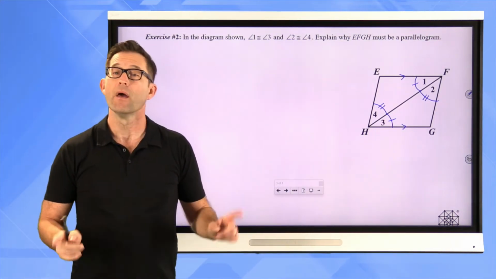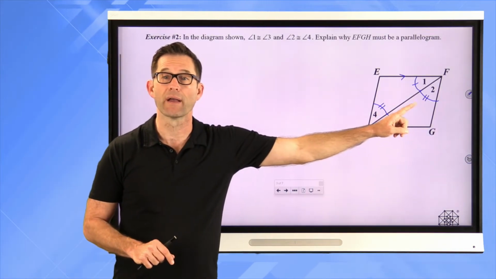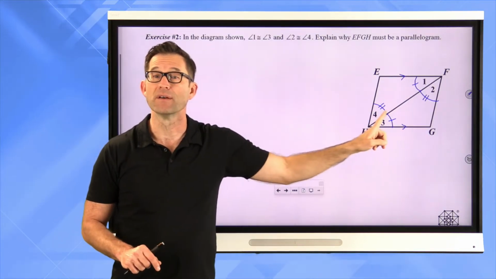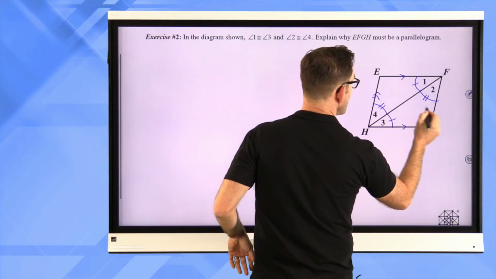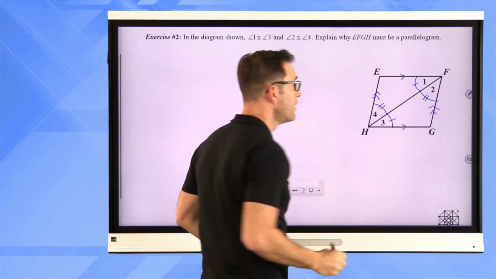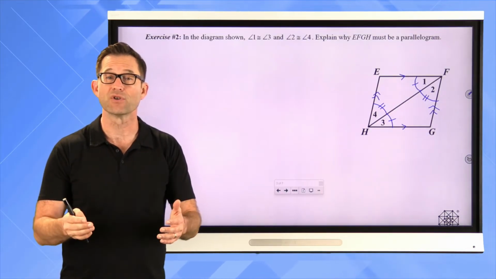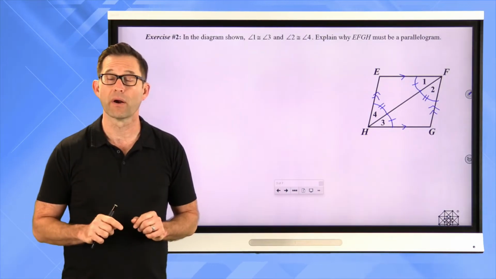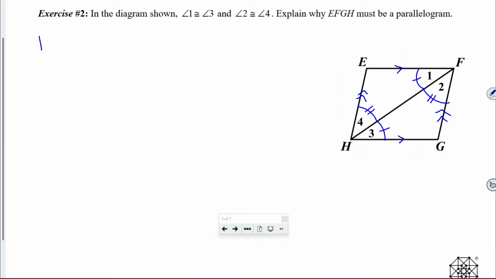All right? But likewise, angle 4 and angle 2 are alternate interior angles created by EH and FG. And because we know that those two are congruent, we know that EH must be parallel to FG. And now we have a figure that literally fits the definition of a parallelogram. It is a quadrilateral with two pairs of parallel sides. So let's get that reasoning down, right?